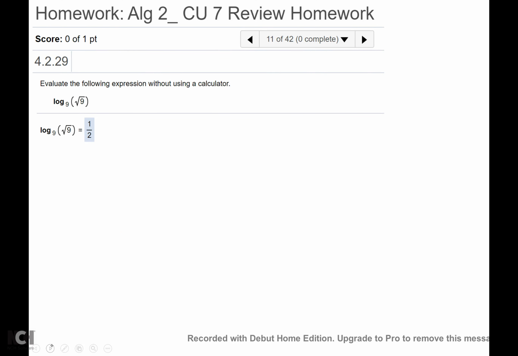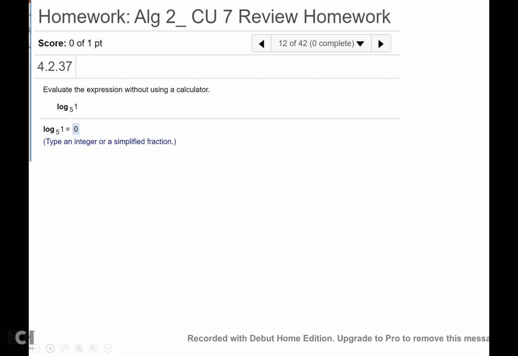Okay, evaluate the following expression without using a calculator. Get out of the radical, which would be 9 to the 1/2, because the square root of 9 to the first is 9 to the 1/2, innie over outie. These cancel, and my answer is 1/2. Okay, any log of 1 is 0. You should not even have to think about that.